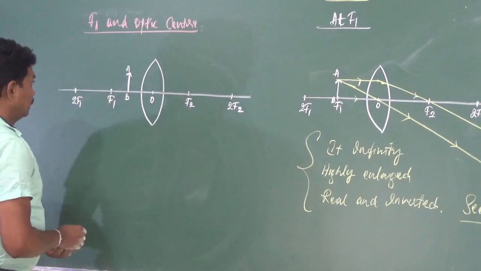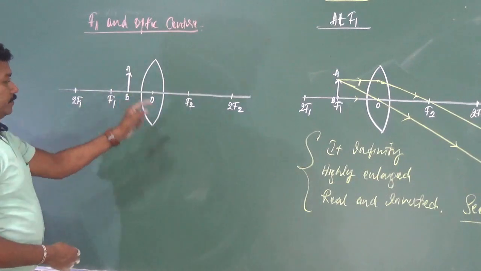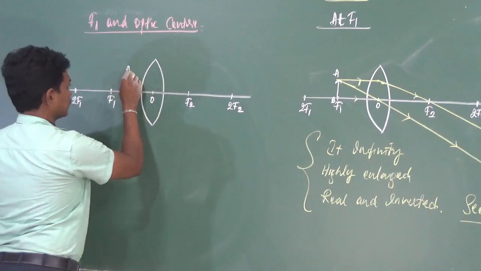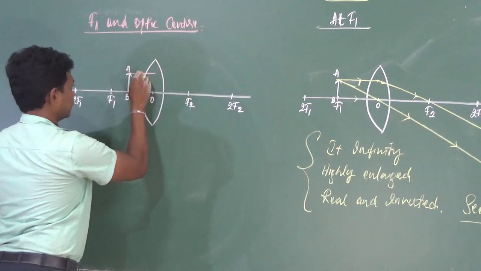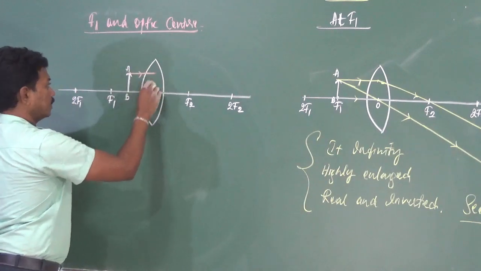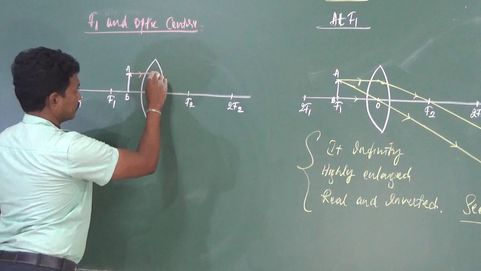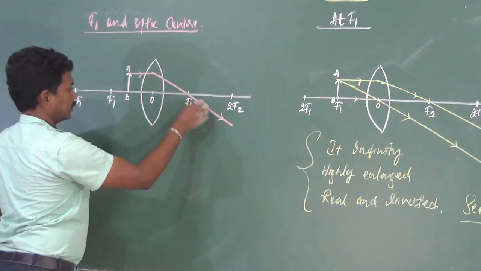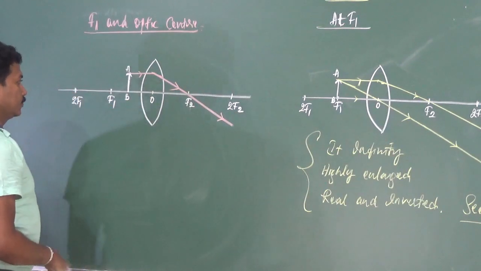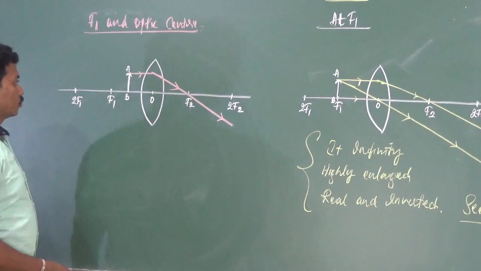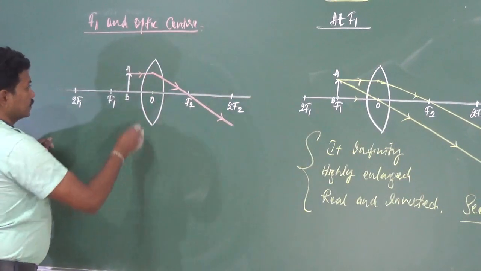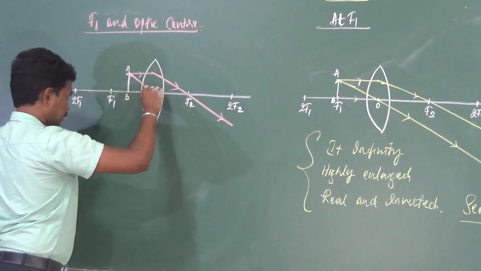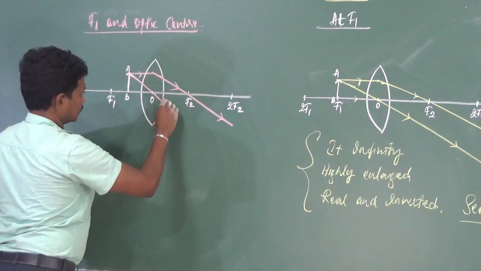Now, usually what happens is one light ray we are going to take parallel to the principal axis first. So the light ray is going to travel parallel to the principal axis. According to rule 1, after refraction, the light ray has to pass through the principal focus. So this is what happens. Now let us take another light ray which is passing through the optic center, right? So the light ray goes through the lens undeviated.